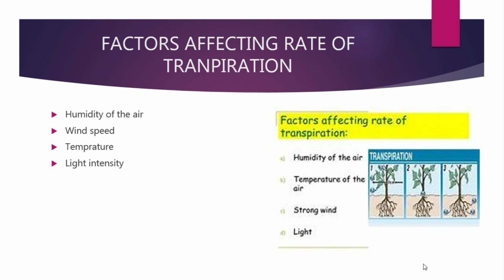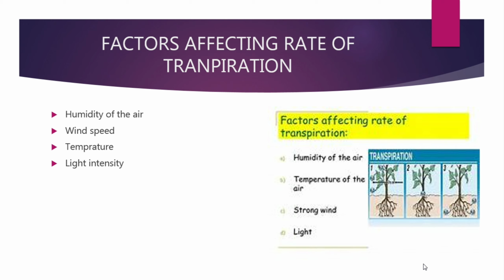The second factor is the wind speed. In windy conditions, air currents will remove any water vapor from around the surface of the leaves. This will prevent any buildup of humid air near the stomata, increasing the rate of transpiration. The third factor is the temperature. A high environmental temperature around the leaves will increase the rate of evaporation of water from the mesophyll cells, increasing the rate of transpiration. The fourth and last factor which affects the rate of transpiration is light intensity.